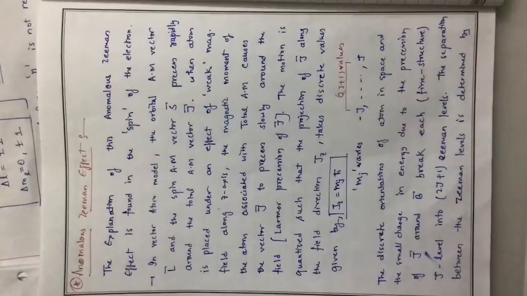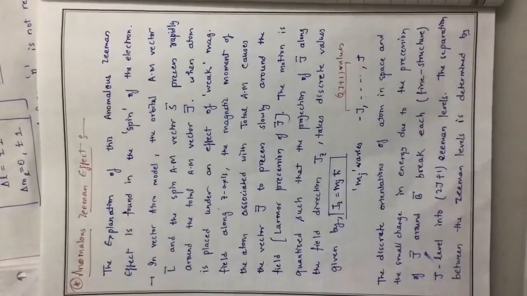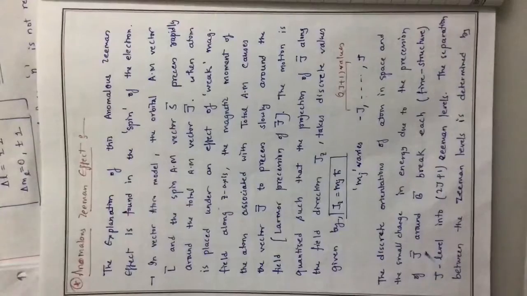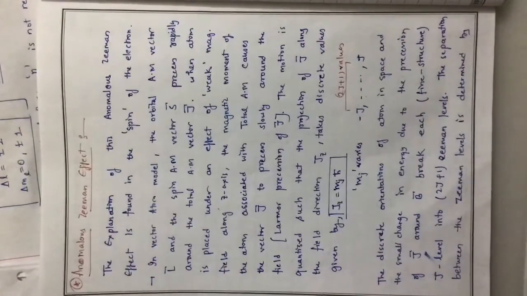But the explanation of the anomalous Zeeman effect is hidden behind the spin factor. Here S has to be something, and we will consider the spin effect with respect to the orbital motion. Because of the spin, in the vector atom model, we see that the total angular momentum is the vector addition of orbital angular momentum and spin angular momentum. J is L plus S, right?